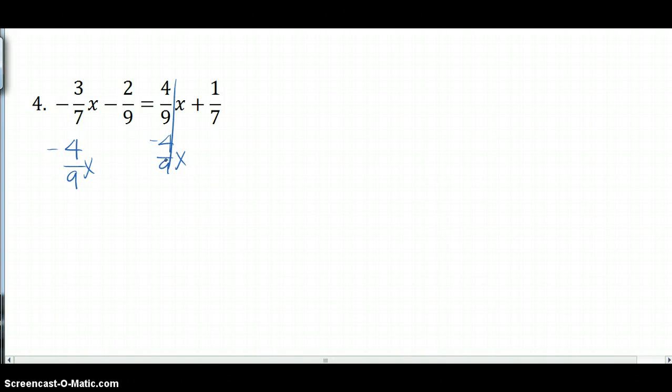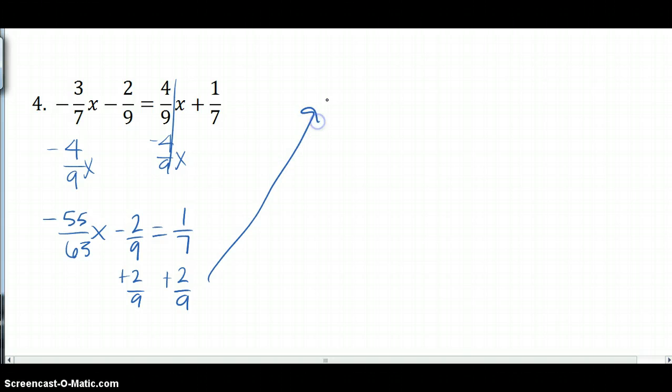So they cancel out over here. And if I subtract these two, I get kind of a nasty fraction. It's negative 55 over 63. Don't forget your x. It looks gross, but it's fine. That's what we need. Please do not write a decimal. I don't want decimals because that's an approximation and we want the exact answer, so keep it as a fraction. Next step is to add the 2/9 to the other side.